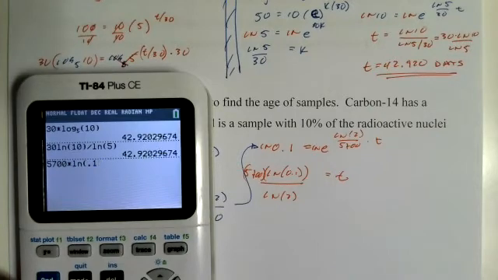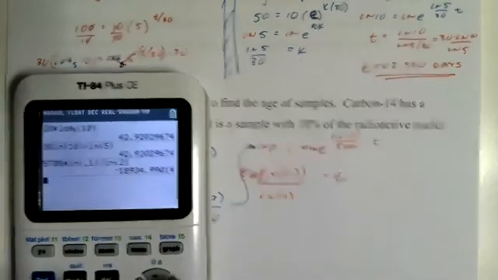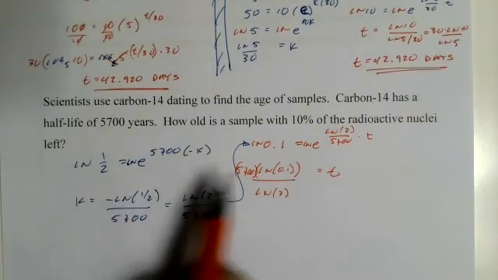ln 0.1 divided by ln 2. All right, I should not have a negative. So I changed the problem and didn't realize I changed it. Confused why I have a negative. Oh, that's going to give me a negative. I know that's going to give me a negative.